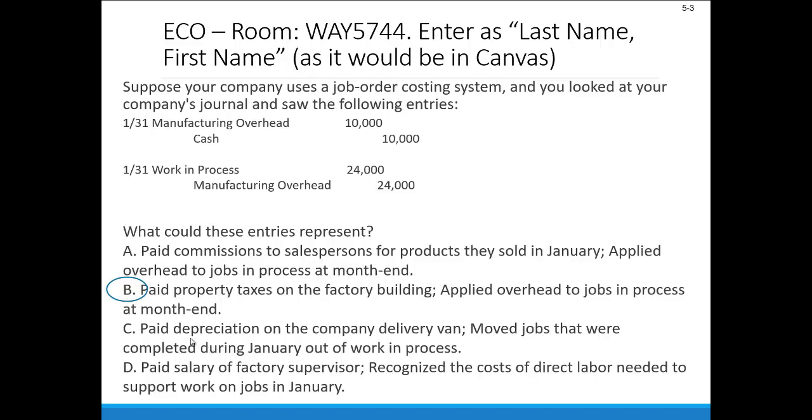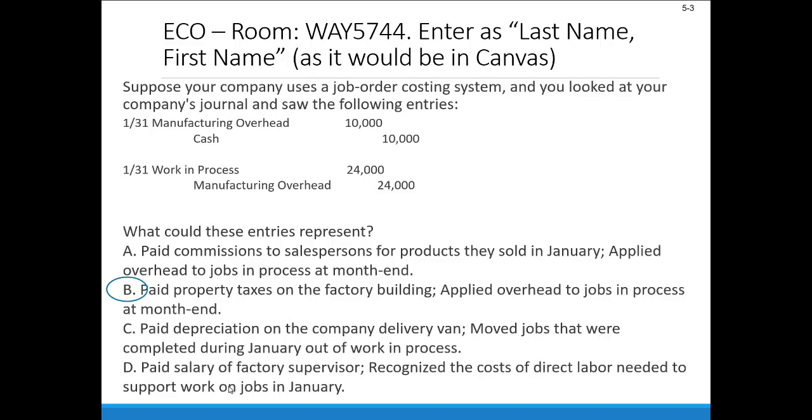And then C, paid depreciation on the company delivery van. Well, that would work for the first one. But the second one said move jobs that were completed during January out of work in process. If that were the case, we'd have to have a credit to work in process for that amount, and then a debit probably to finished goods to indicate these things are being completed.